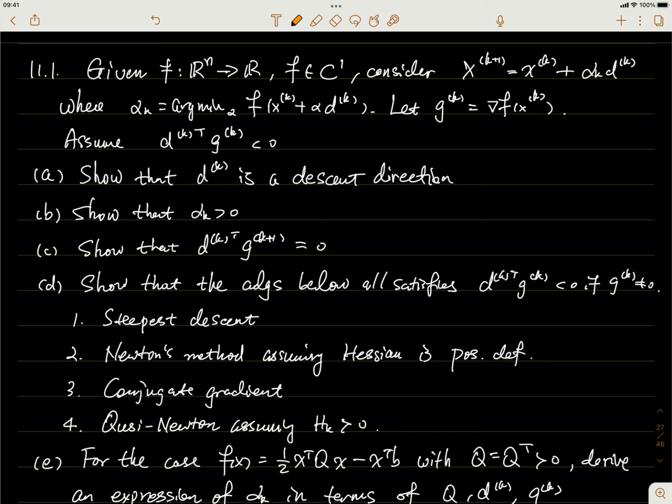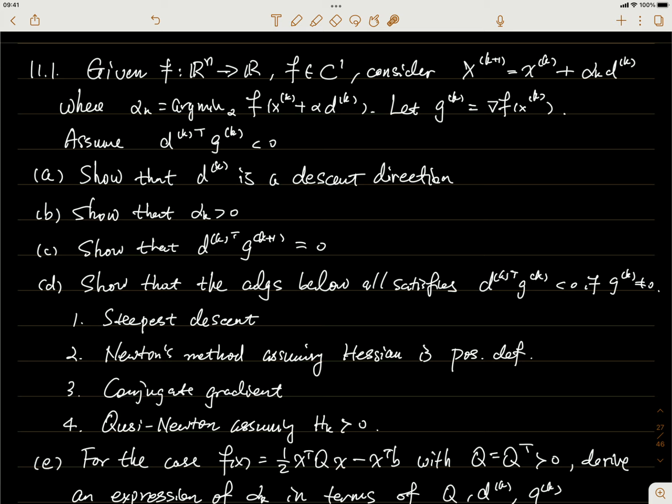Okay, problem 11.1. Now we're given a function f. This is C1, and we try to find the minimizer of f by applying this iteration scheme. This alpha k is the step size, and then we use the steepest descent method such that the step size alpha k is the minimizer of this function with respect to the step size alpha.